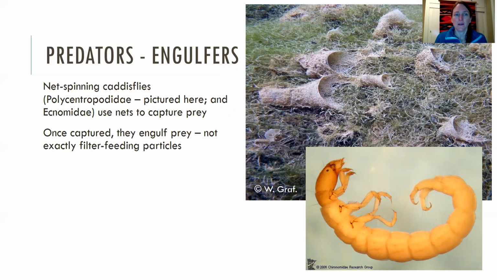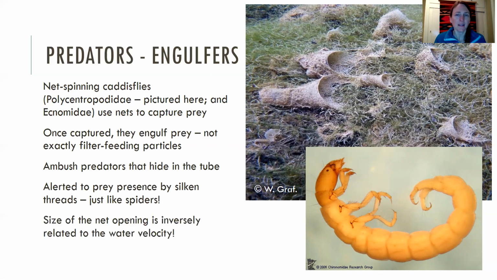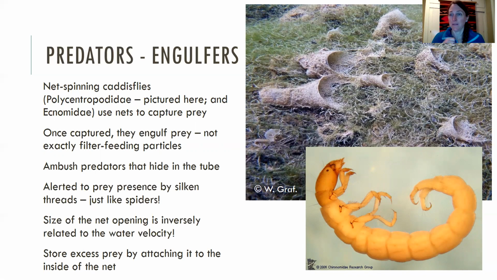So they're not exactly filter feeding particles. They're more like trapping organisms. So they're technically called ambush predators that hide in their tube. And they're alerted to the prey's presence by silken threads, just like spiders. And there's some really cool research showing that the size of the net opening is inversely related to the water velocity. So they have to have a bigger net opening if the water's moving really slow, and a smaller net opening if the water's moving really fast. And if they get full, they can just spin out some silk and attach their prey to the inside of the net and wait until they get hungry again.